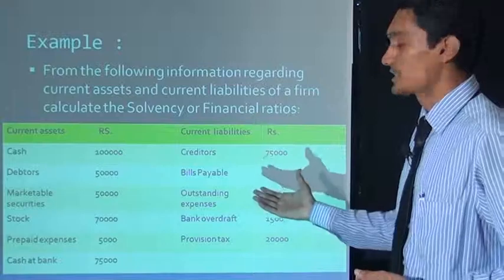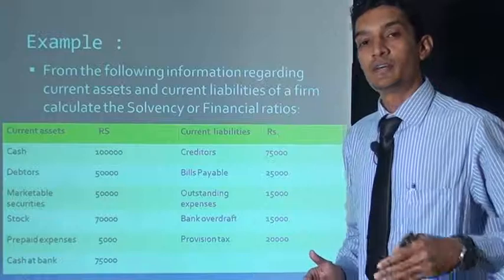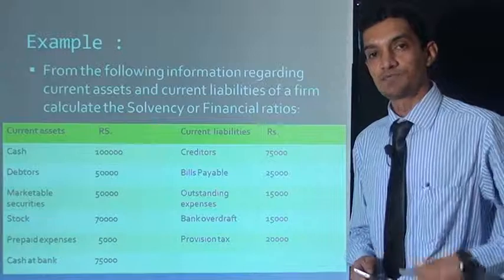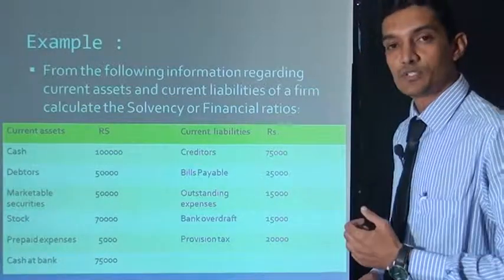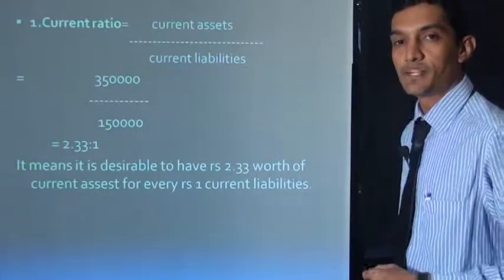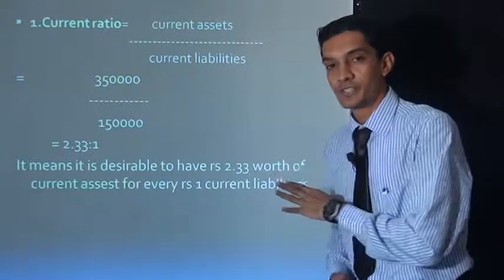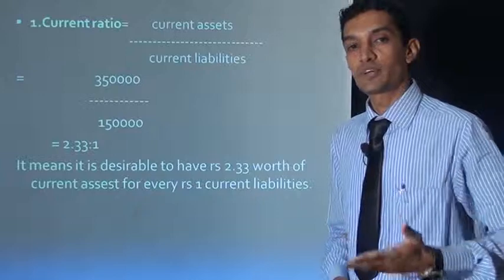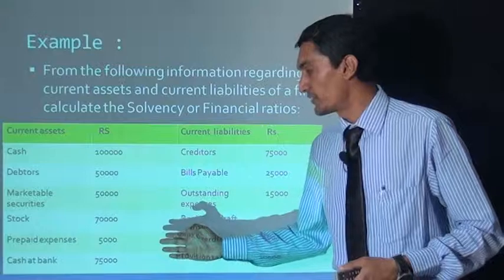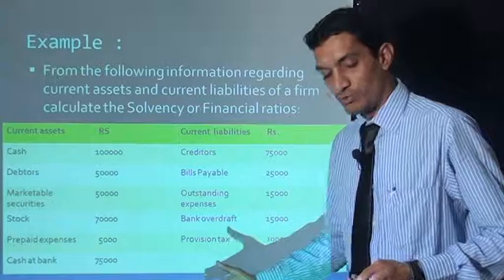Current liabilities: creditors, bills payable, outstanding expenses. Outstanding means what we have not given yet. So it is outstanding expenses, bank overdraft, provision for taxes. Now there is a calculation of solvency. First is current ratio. Current assets divided by current liabilities. Which types of current assets do we take? Cash, debtors, marketable securities, stock, prepaid expenses, cash at bank. All are current assets.